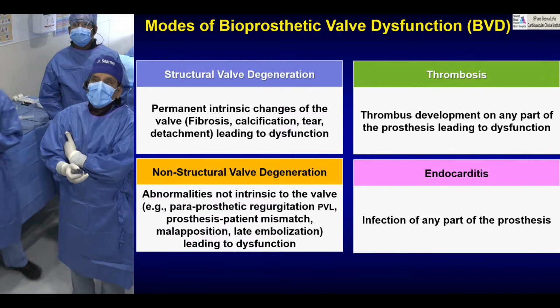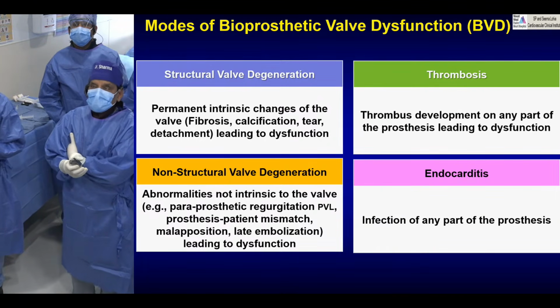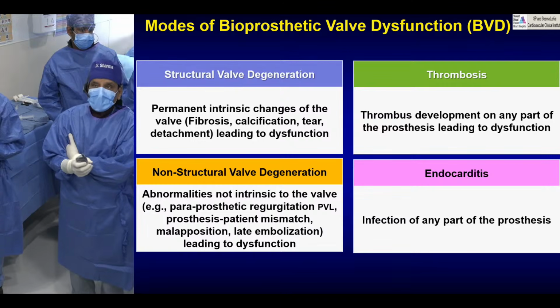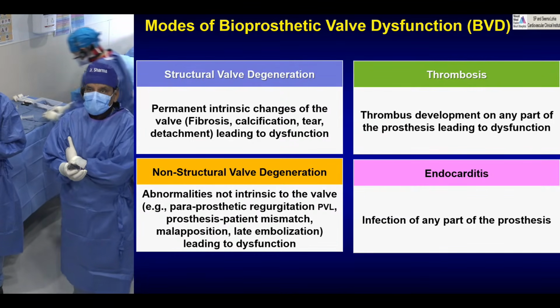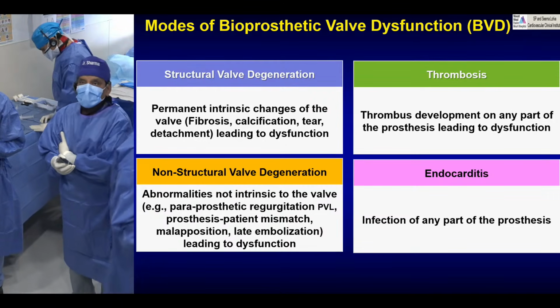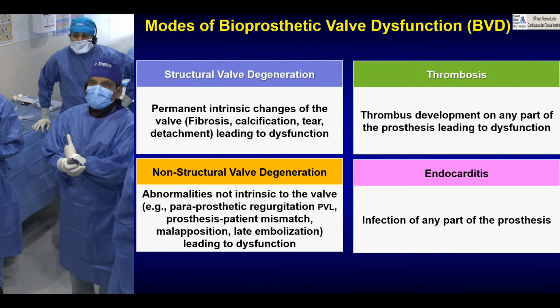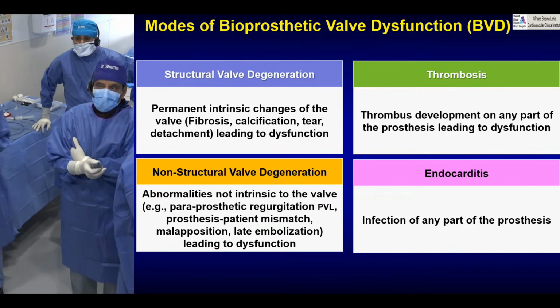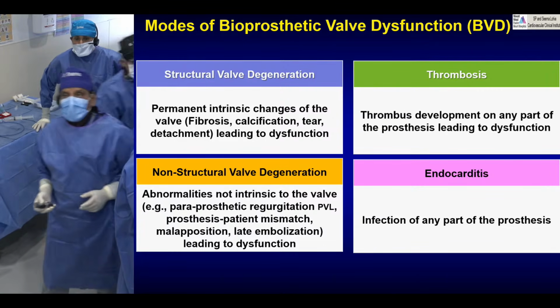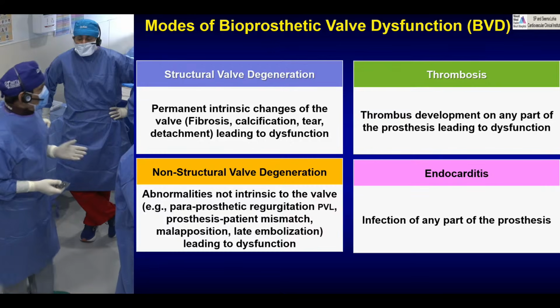And the early TAVR trial. So basically, we know the various terminology which we talk about, structural valve degeneration, SVD, or non-structural valve degeneration, NSVD. Structural valve degeneration is your fibrosis, calcification, tear, detachment, and of course others are thrombosis and endocarditis. Actually, the recoil, Gilbert, there's not much in the literature.